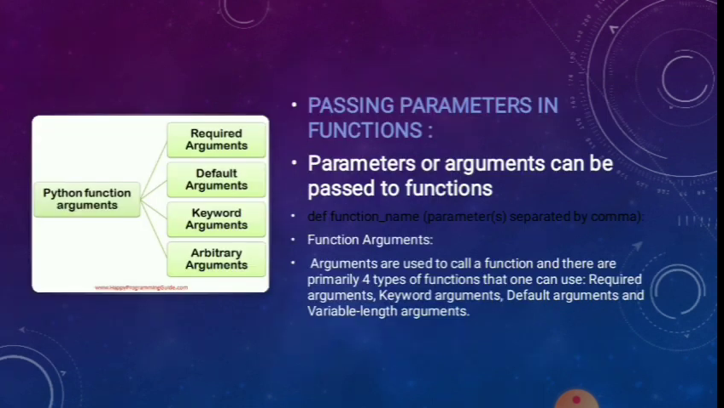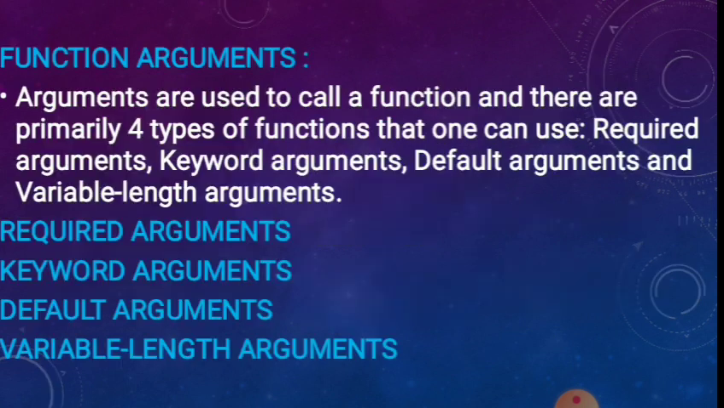Now see, passing parameters in a function. Parameters or arguments can be passed to the function. Okay, values we want to send to the function, then only the function calculates with such values, then sends the result value back to where it is called. This is called a parameter or argument. The function arguments are used to call the function. There are primarily 4 types: required argument, keyword argument, default argument, and variable length argument. Already we have seen the types of arguments.